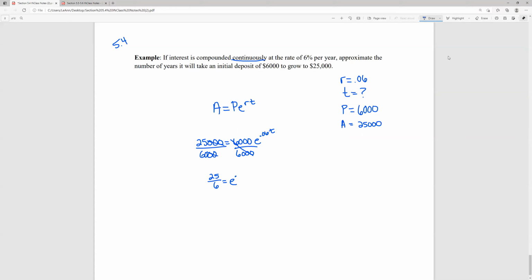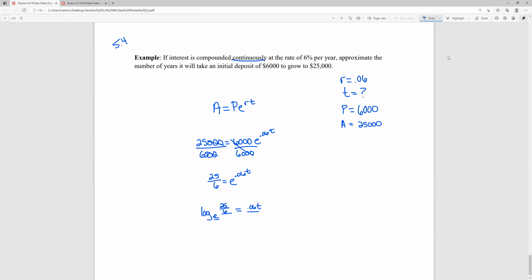Now, unfortunately, 25 over 6 and e are definitely not the same base. So when we get to a problem where we have a single variable in an exponent, and we're trying to solve for it, and our bases don't match, we can convert this to log form. Remember, log is a base, an argument, and on the other side was the exponent. So e is the base, 0.06t is the exponent, so that's going to go on the other side. The leftover part that we haven't used is our argument, so 25 over 6.